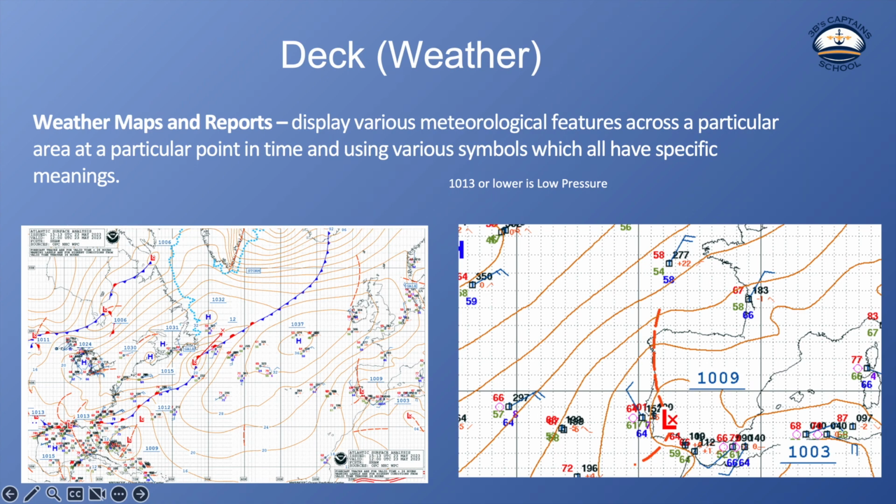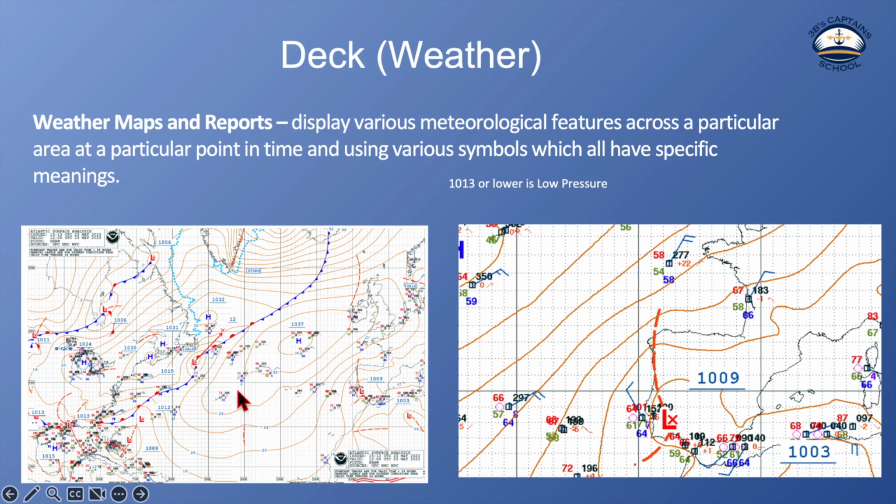Weather maps display various features across a particular area at a particular point in time and use various symbols which all have specific meanings. So we're going to look at some of these symbols here. This is a weather map I took off of the NOAA website for the tropical waters, and you can just kind of quickly glance and see we have low pressure areas, high pressure areas. Here's a cold front, and this would be a stationary front. Cold front down here, stationary front, cold front. There's areas of low pressure, so this L is right here, this L here. High pressure, which is this H right here.